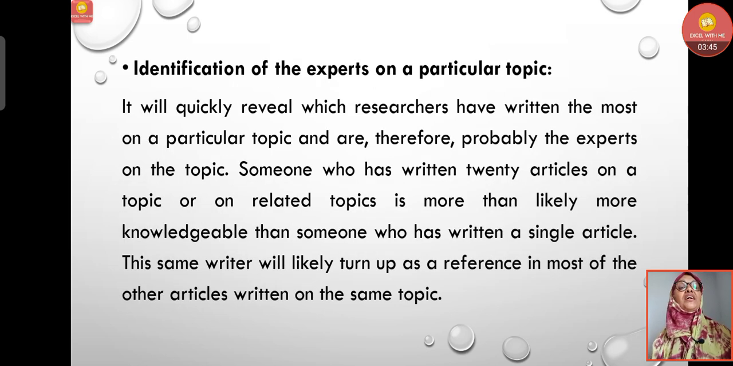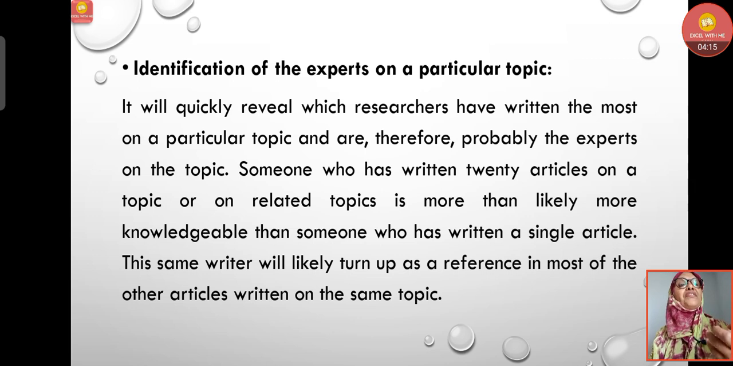What is the second point here? For identification of the experts on a particular topic. Obviously, when we are doing the review of related literature, if we don't know about the expertise of the researchers who have worked on the topic we have chosen, that is in vain. So why is this review important? Because we can identify who the experts are in that particular topic.